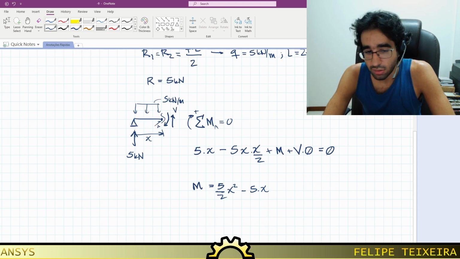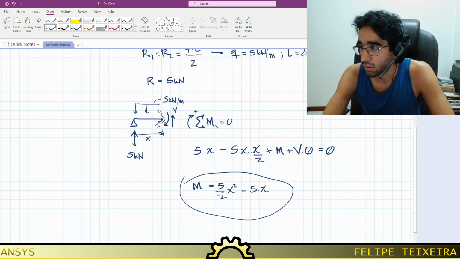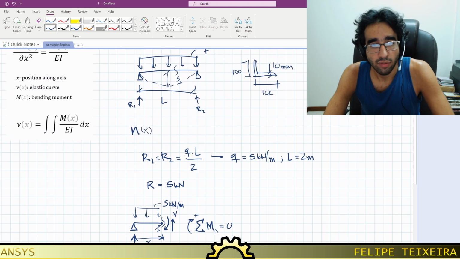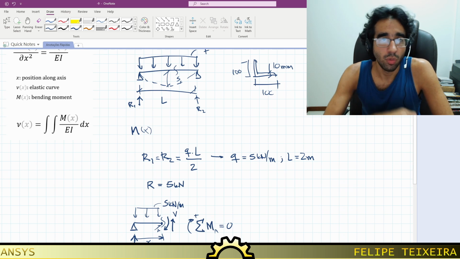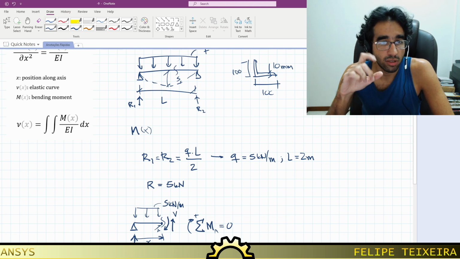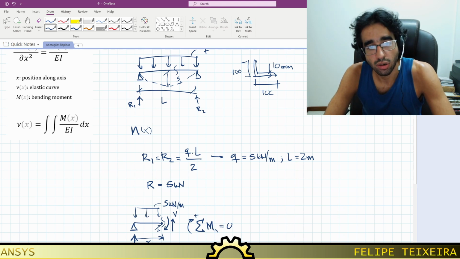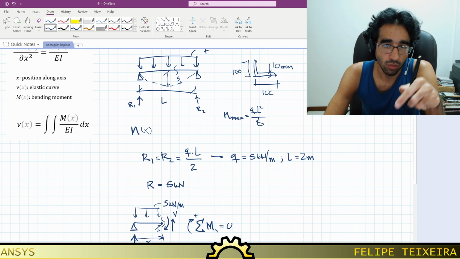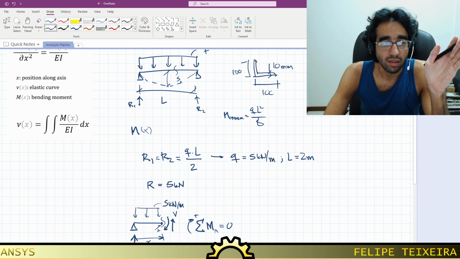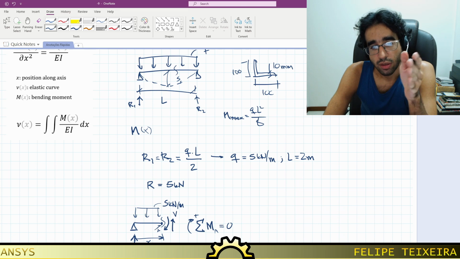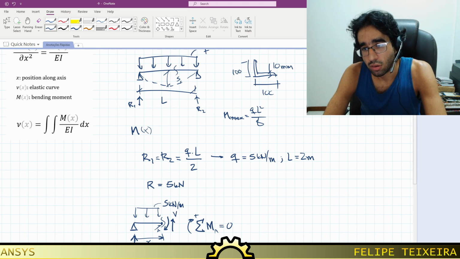Alright, let's check to see if this expression for m of x is correct. I'm going to check at 3 points. So I know that on the left support and on the right support, the bending moment must be equal to 0. And I also know that in the middle of the span, the bending moment must have its maximum value, which we know from this particular case is Q times L squared over 8. So I'm going to check on that expression which I have just found if the bending moment at the left support is going to be 0, at the right support is going to be 0, and if the bending moment in the middle of the span is going to be Q times L squared over 8. So let's check it out.